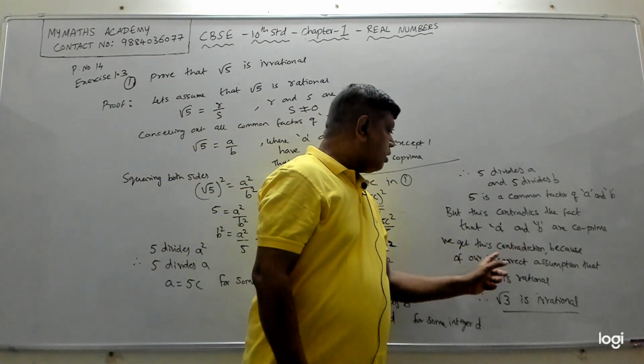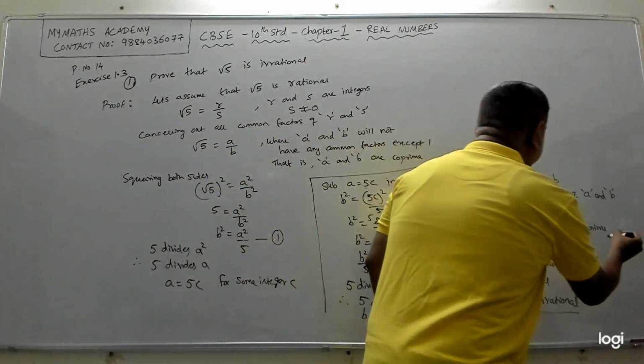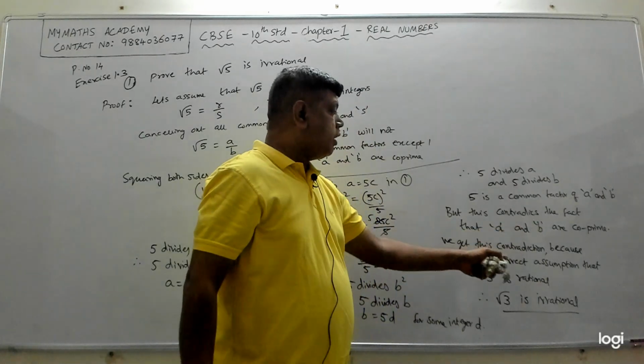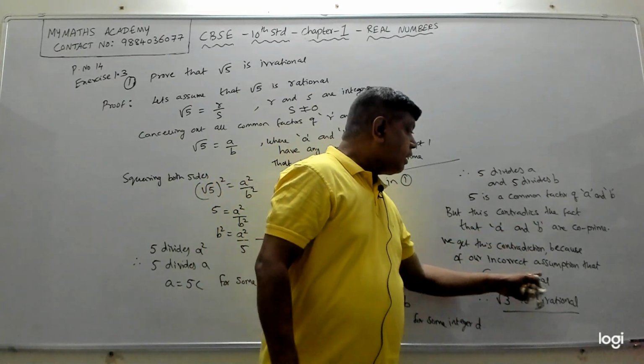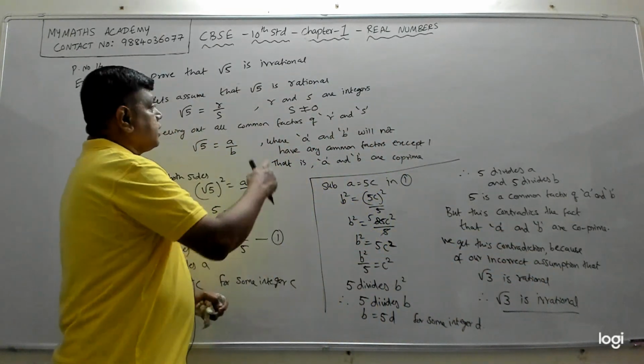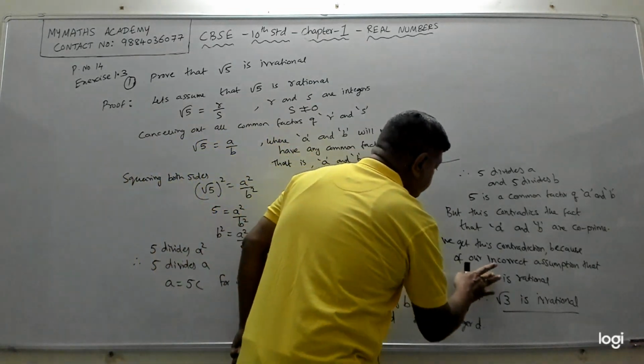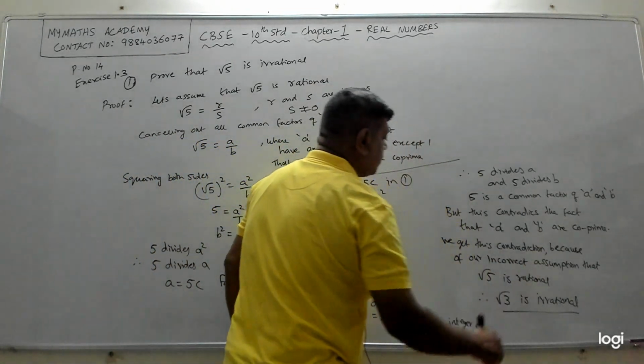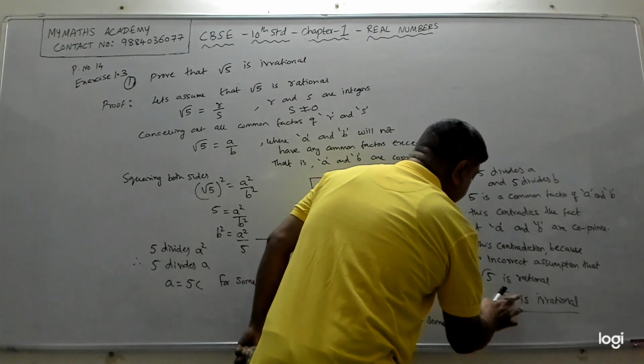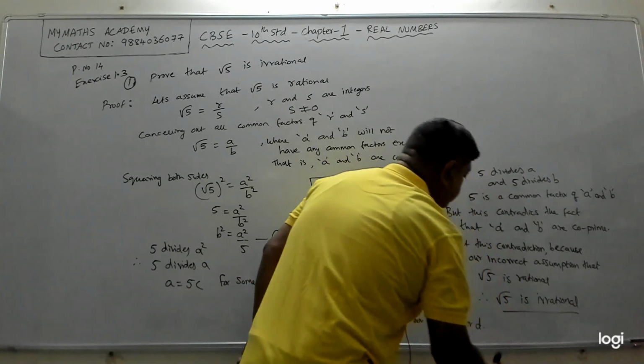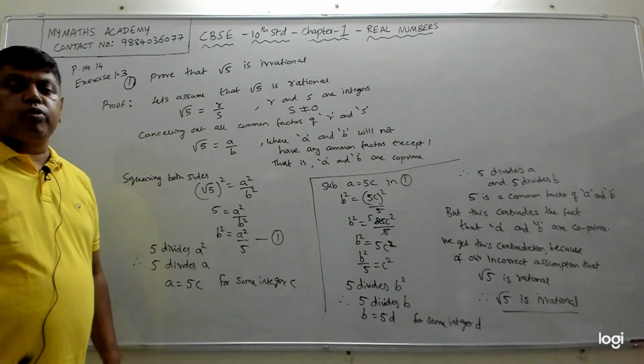So therefore, a and b are co-prime, and we get this contradiction because of our incorrect assumption that root 3 is rational. Here it is root 5. Root 5 is rational is wrong. Therefore, root 5 is irrational. Therefore, we have proved that root 5 is irrational.